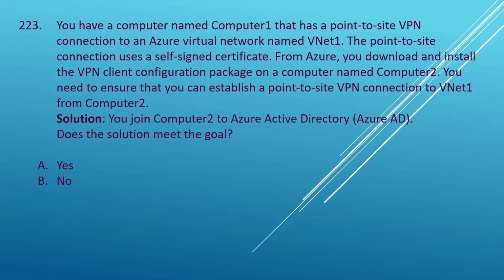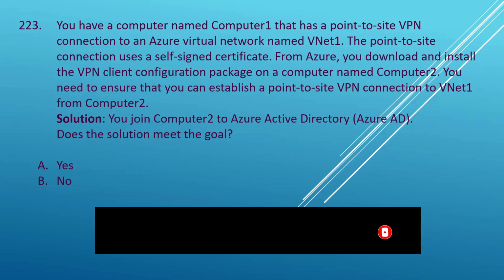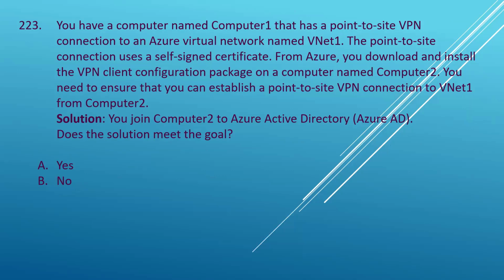Question number 223. You have a computer named computer 1 that has a point-to-site VPN connection to an Azure virtual network named VNet1. The point-to-site connection uses a self-signed certificate. From Azure, you download and install the VPN client configuration package on a computer named computer 2. You need to ensure that you can establish a point-to-site VPN connection to VNet1 from computer 2. And the solution you choose is you join computer 2 to Azure Active Directory. Does the solution meet the goal? You need to tell whether yes or no.